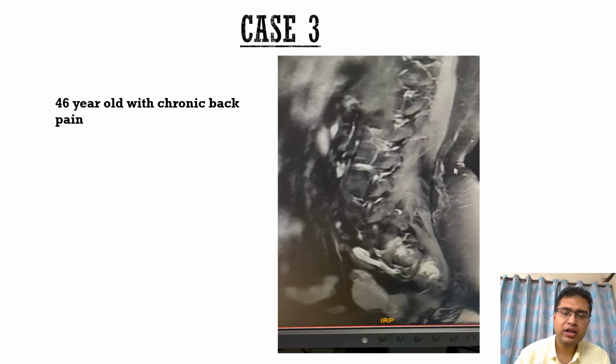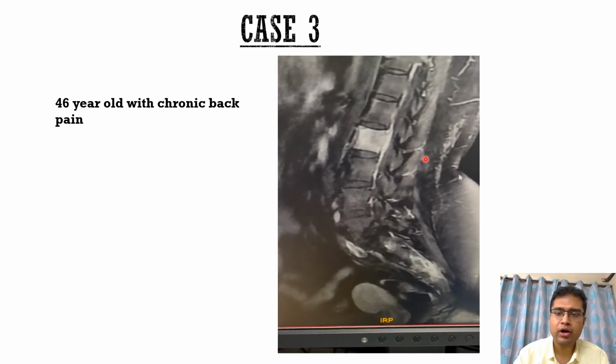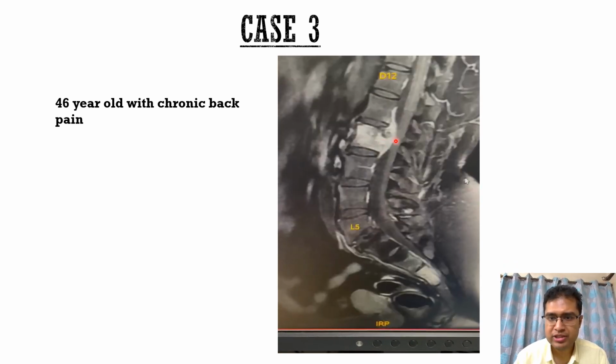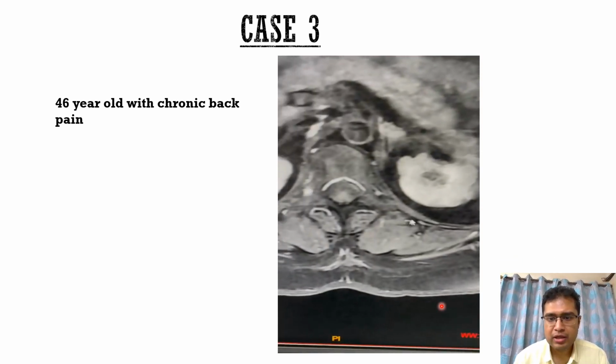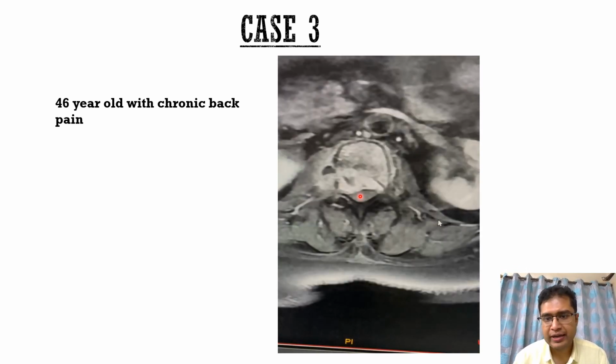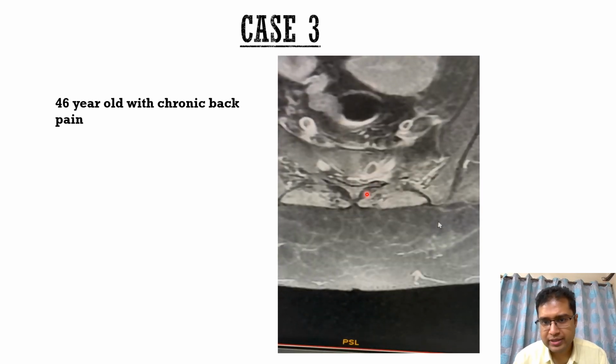So coming to our third case, which is a case of MRI, where we have a 46-year-old male with chronic back pain, and these are the T1 post-contrast sagittal sections, where we can see that there is intense enhancement along with intraosseous abscess that is seen in the vertebra, along with some paravertebral and anterior epidural extension of the abscess.